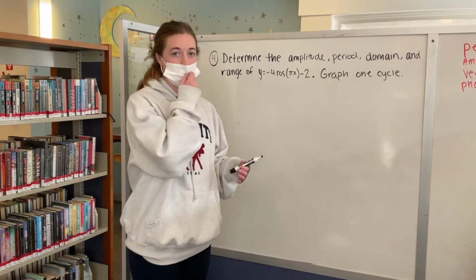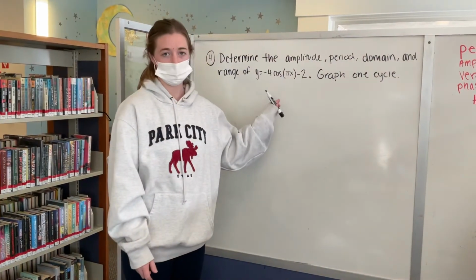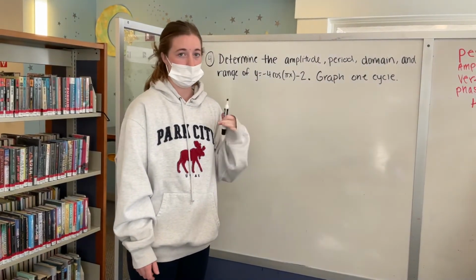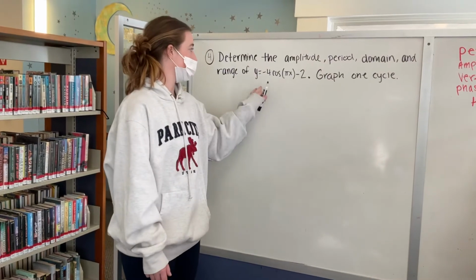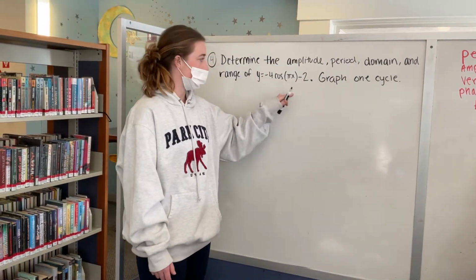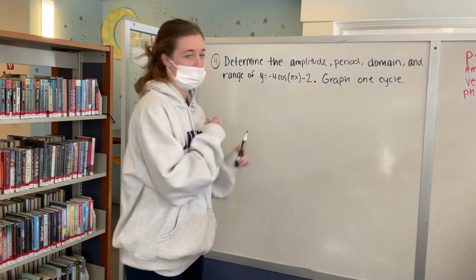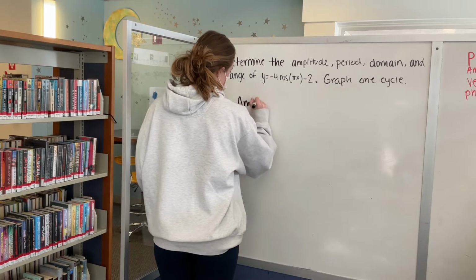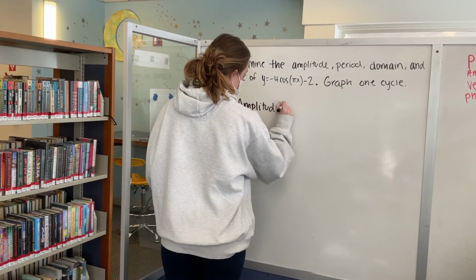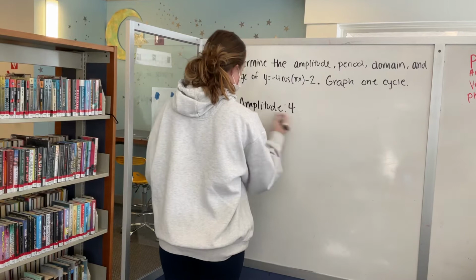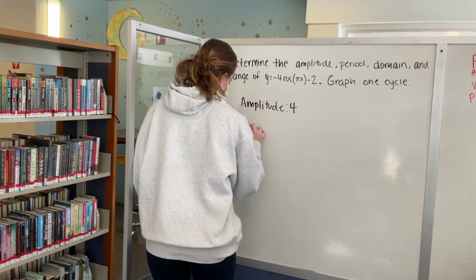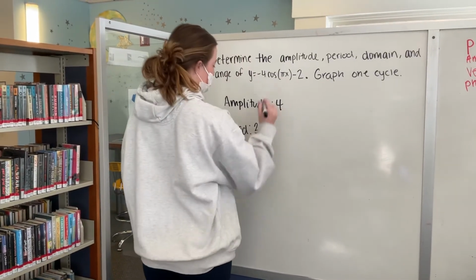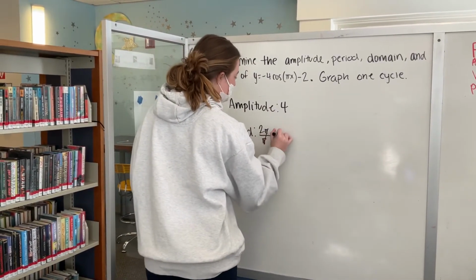Okay, so now we're going to be doing another problem, but this one includes a vertical shift. So the question is asking us to determine the amplitude, period, and also the domain and range of the equation y equals negative 4 cosine pi x minus 2. And I'm going to be graphing just one cycle. Okay, so the amplitude of this equation is going to be positive 4, and the period is going to be 2 pi divided by pi. Cross those out, so it's going to be 2.